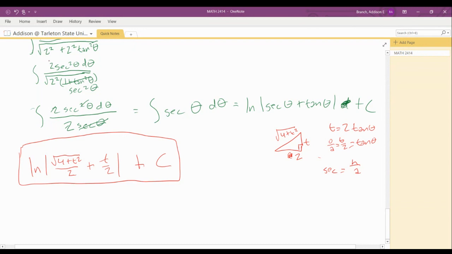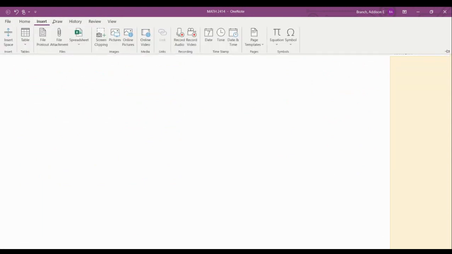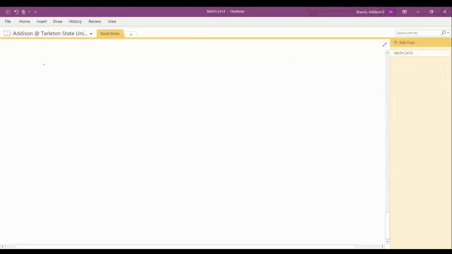So now let's go ahead and look at another one. In this one, we have x times the square root of x squared minus 9 dx. So we could do our trig sub and say that since we have an x squared minus an a squared, that we have x equals 3 secant of theta.